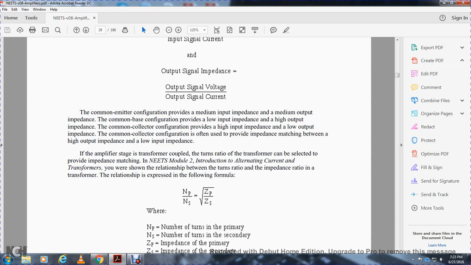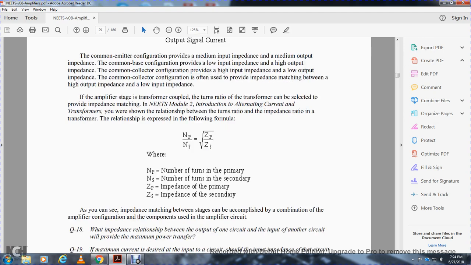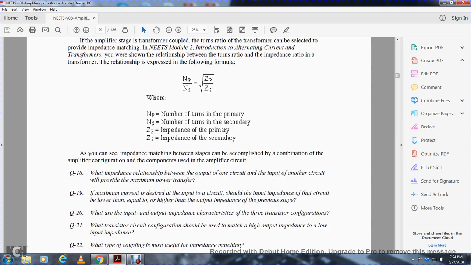In transformer-coupled amplifier stages, the turns ratio of the transformer can be selected to provide impedance matching. In NEETS Module 2, Introduction to Alternating Current and Transformers, you were shown the relationship between the turns ratio and impedance ratio in a transformer. The relationship is expressed as the number of turns in the primary over the number of turns in the secondary equals the square root of the impedance of the primary over the impedance of the secondary. As you can see, impedance matching between stages is accomplished with the appropriate amplifier configuration.